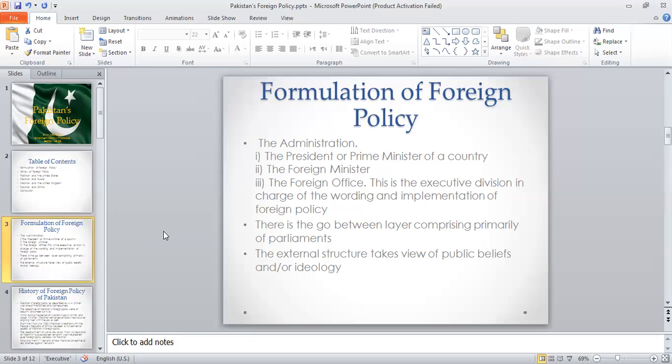The external structure takes view of public beliefs and ideology. If there had not been a vigorous general opinion in support of the retributive nuclear test in May 1998, the government would have given in to international coercion. Side by side, the Tashkent Declaration 1966 displeased and infuriated the masses to such an extent that a movement went into place which collapsed the Ayub government.